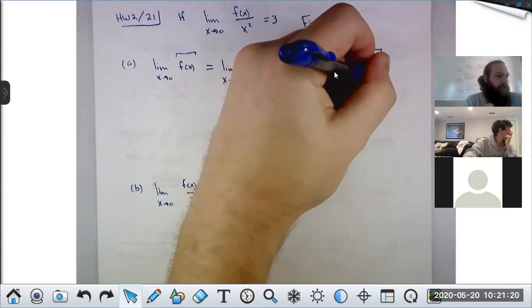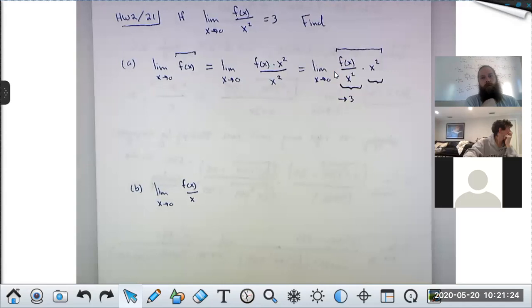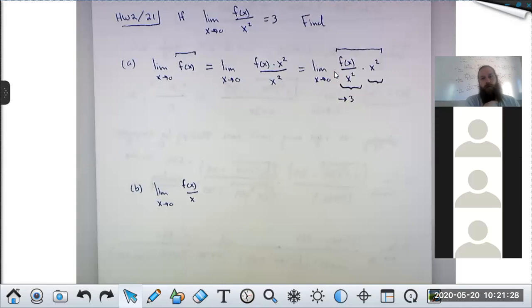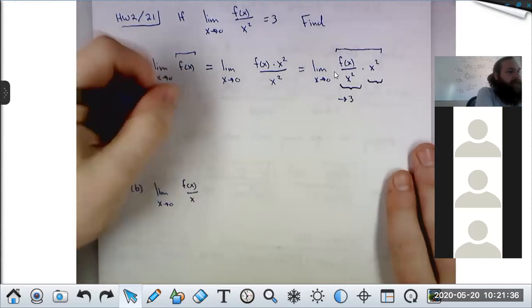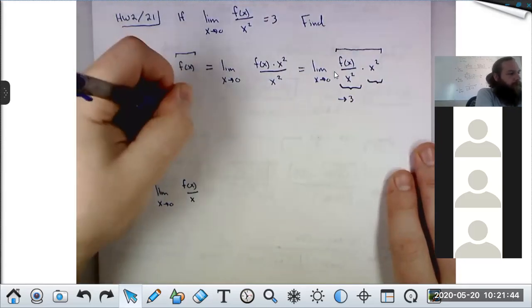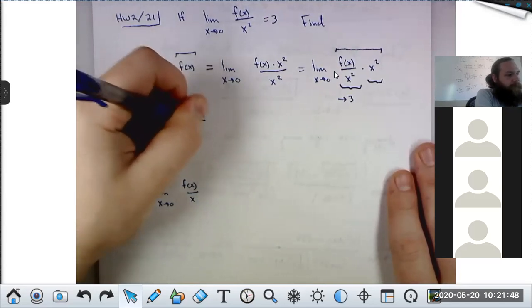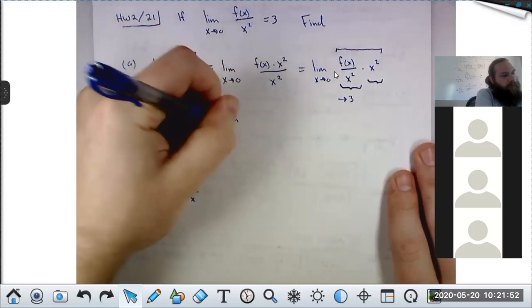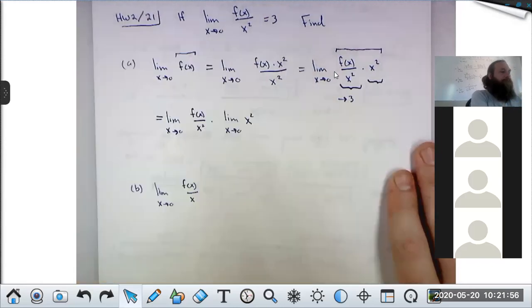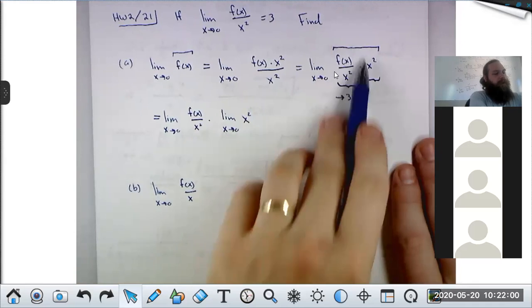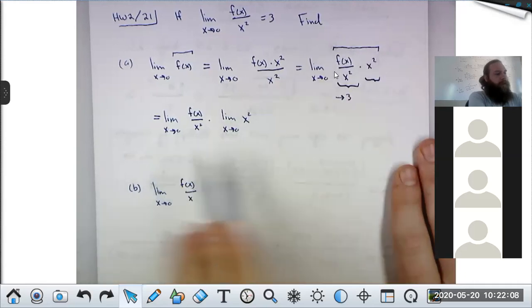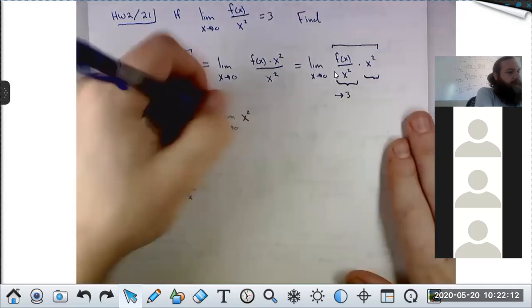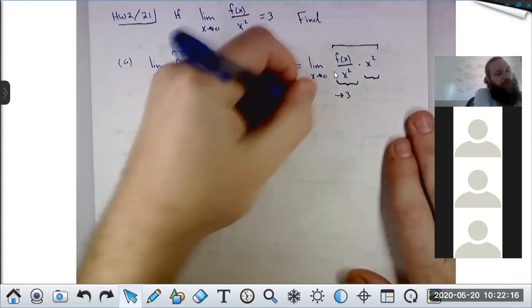What is this piece going to do? You're going to go to 0. Yeah, exactly. It's going to go to 0. So if I write this out carefully, it's going to look like this. We're using our limit laws here. So I'm going to say that this is one function and this is another function. So this is the limit as x goes to 0 of f of x over x squared times the limit as x goes to 0 of x squared. Right, I think of this as one function and this as another function, and then I have a limit law that says the limit as x goes to a of one function times another function is equal to the limit of the first function times the limit of the second function. And now this is 3 times 0, which is 0.